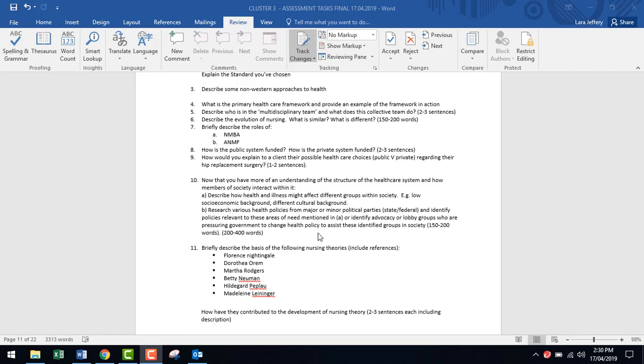And then B, I want you to have a little look at various health policies of the major parties and or the minor parties, at a state and federal level. They're funded very differently. Identify what their policies are, and how those policies might affect the people that you just described and their experiences in A. And or we want to identify advocacy or lobby groups who are pressuring the government to change health policy to assist these people in A.